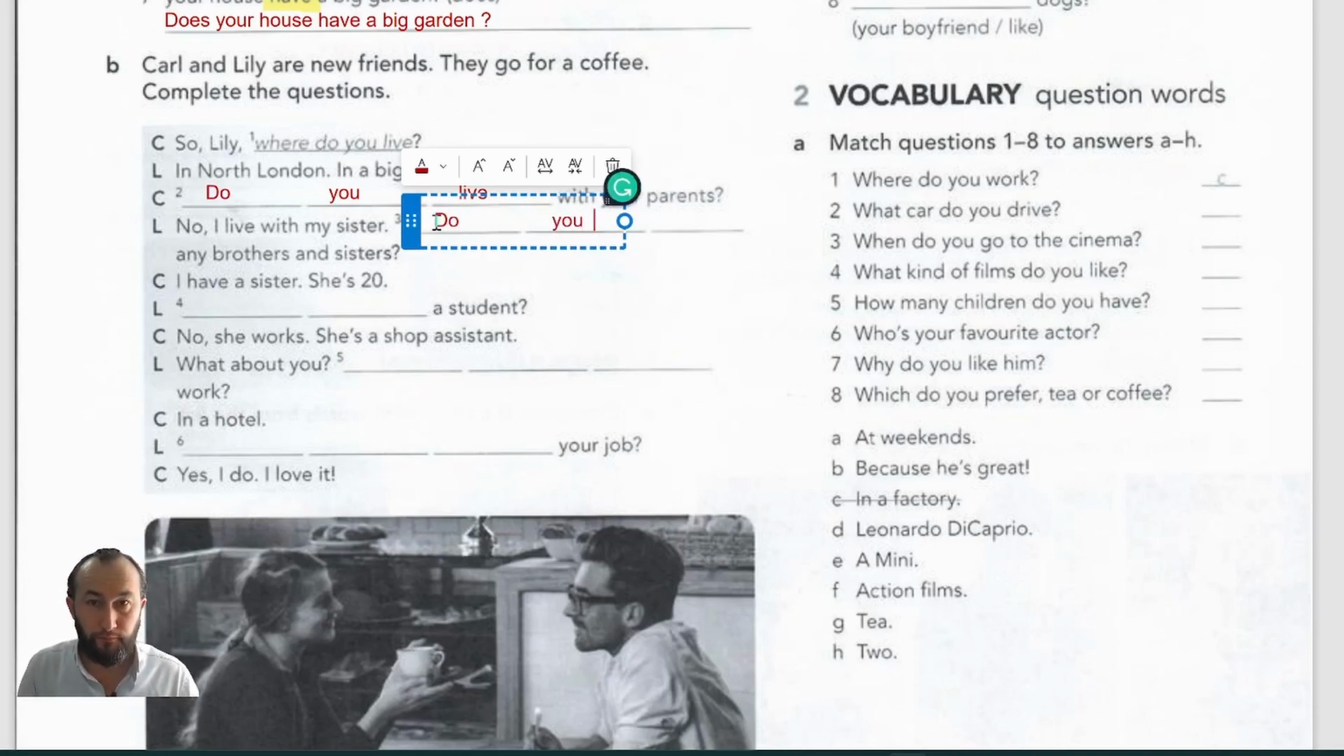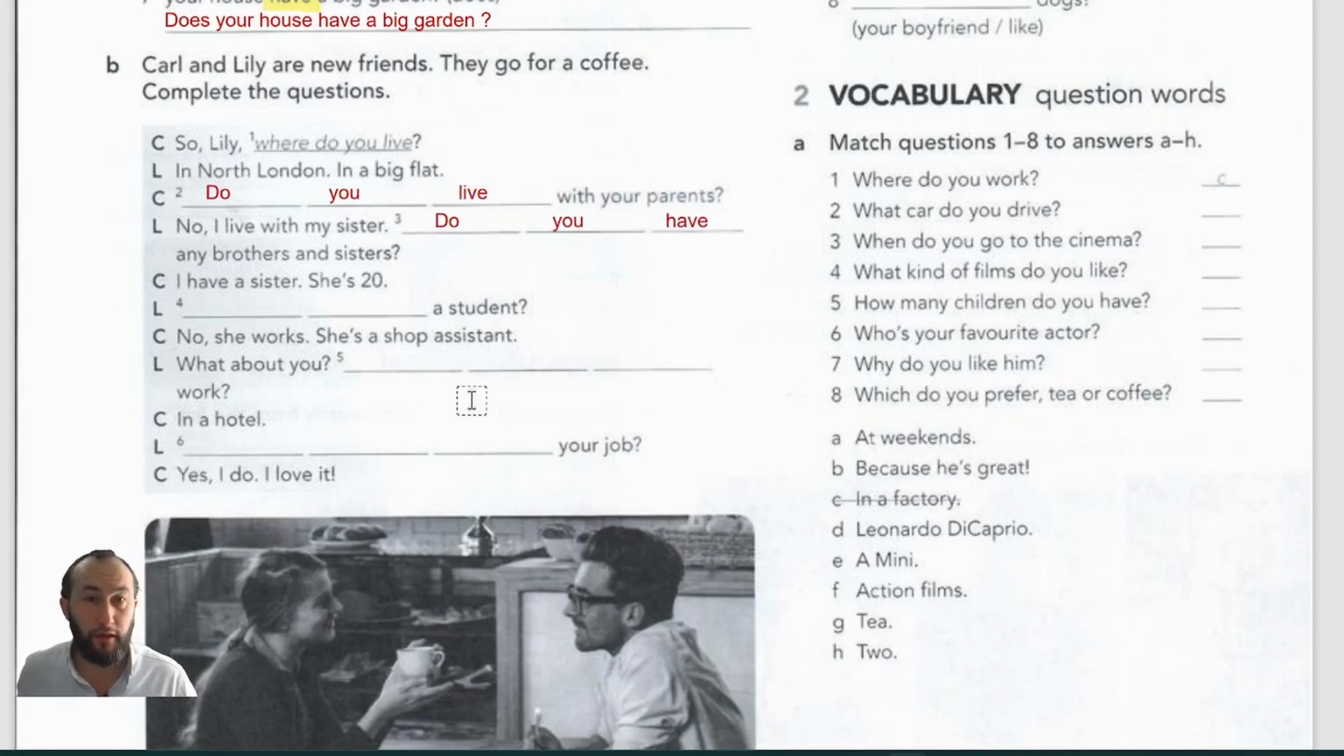Do you have any brothers and sisters? Carl goes, I have a sister. She's 20. And then Lily is asking again.